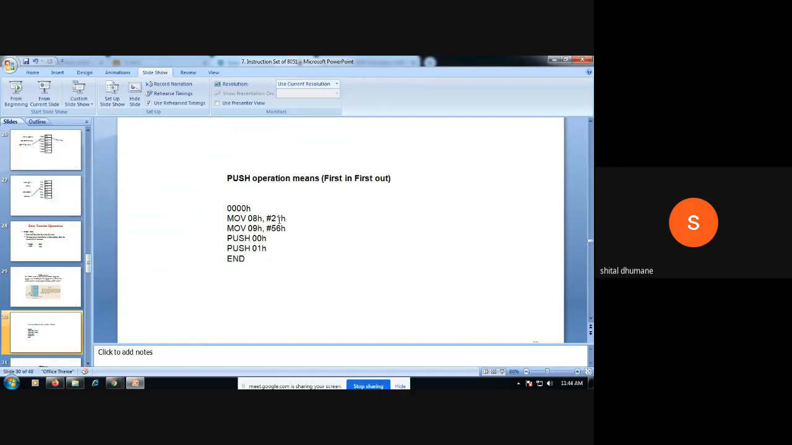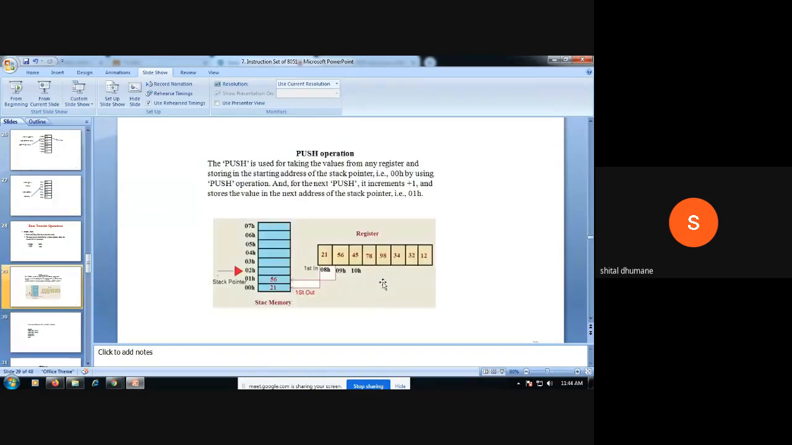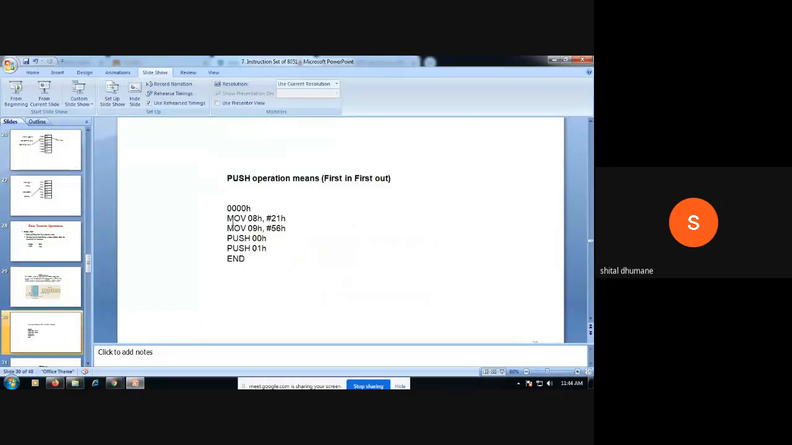Your 08 contents are 21. What should be your 08 contents? 21, and 09 will be 56. Any data you can store there. So I write the instruction move 08 comma hash 21H. I have stored that 21H in 08 memory location. Move 09, I have stored some data 56 into 09.